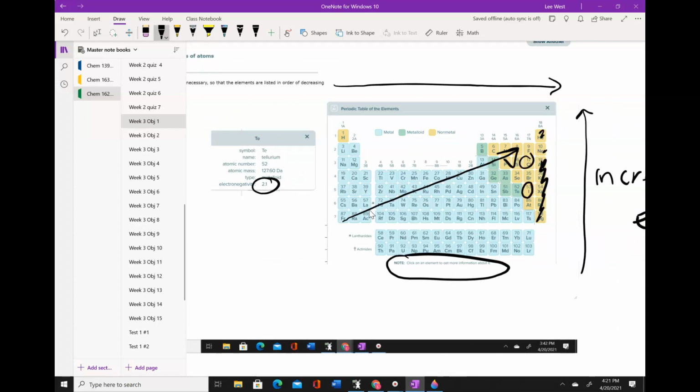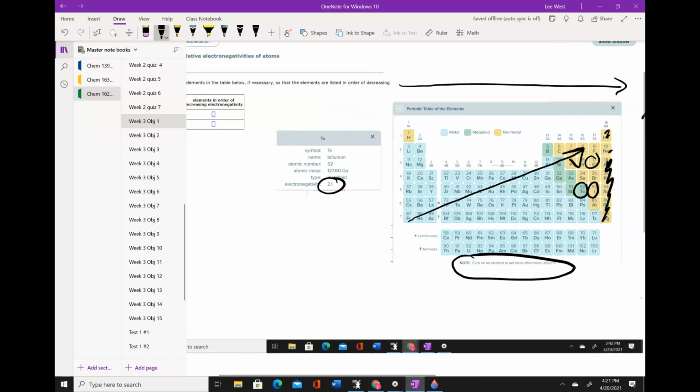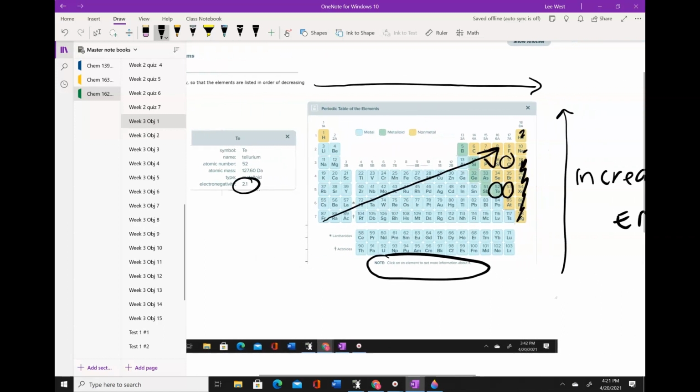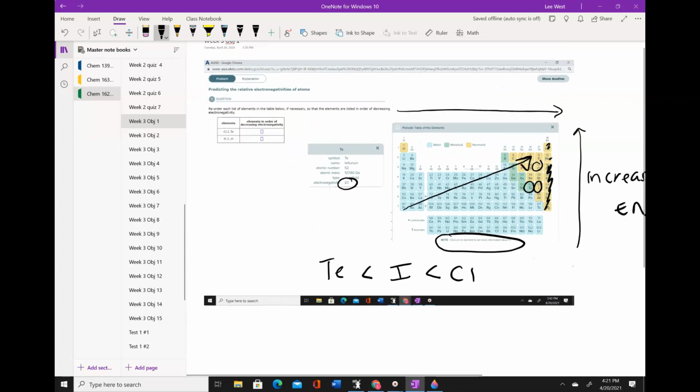Chlorine, iodine, and tellurium. And we're asked to list them in order of decreasing electronegativity. The one that is furthest to the left and lowest down would be tellurium. That would be less than iodine, which would be less than chlorine. So that would be my first group of 3.